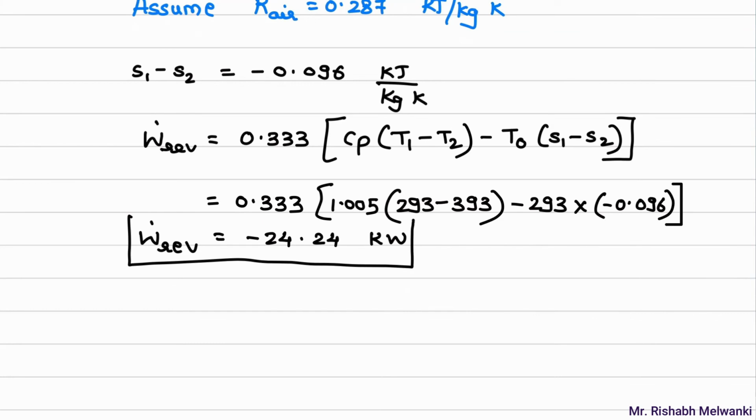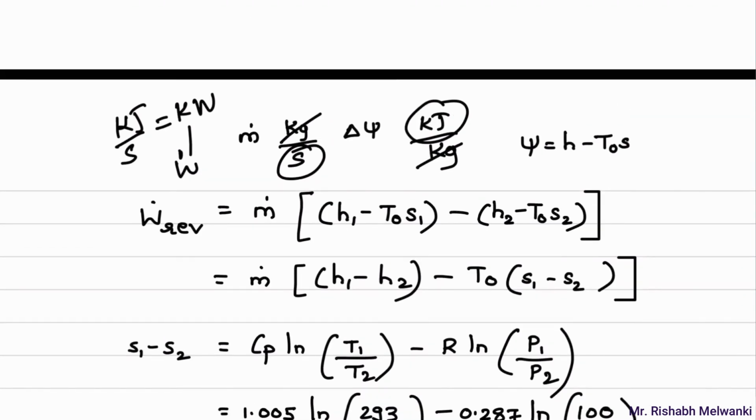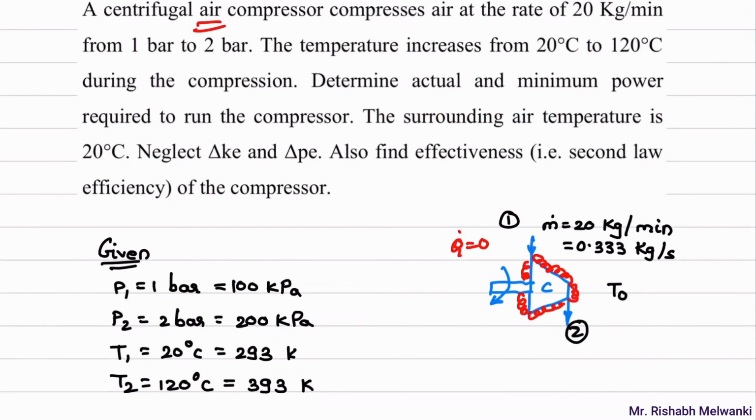Now here also we have a negative sign. What does the negative sign indicate? The compressor is a power consuming device. That is why whatever power we calculate, we get that power as negative. So we have found W actual and W reversible. What is the next question? We have found actual power and then minimum power.